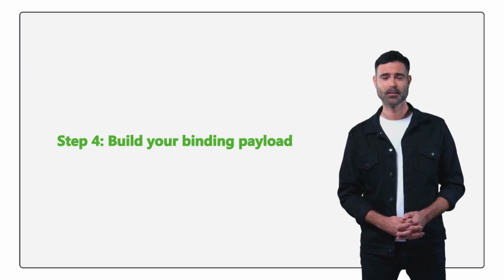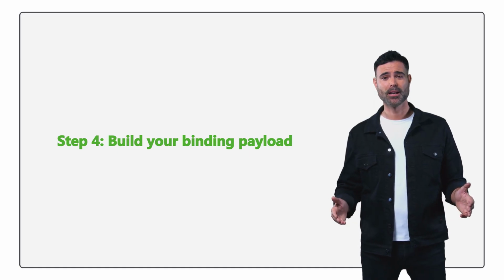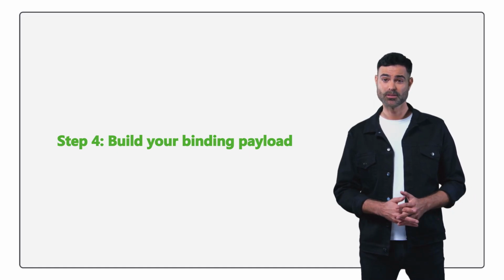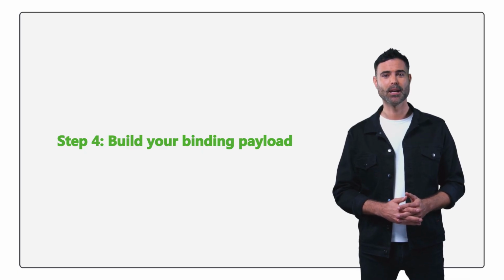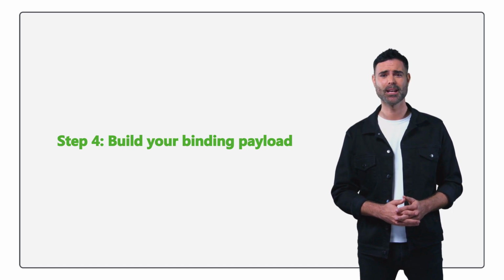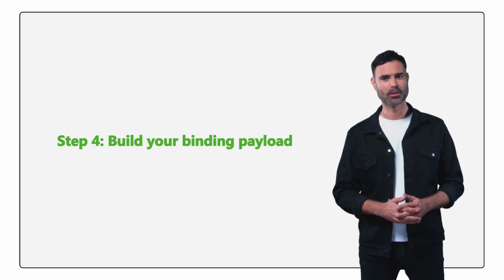Step 4. Build your binding payload. Construct the JSON body that will define the binding. Typical fields include connectivity type, connection details, and the object ID of the connection to bind. If you want to use default settings or disconnect, you'd set connectivity type to automatic or none.